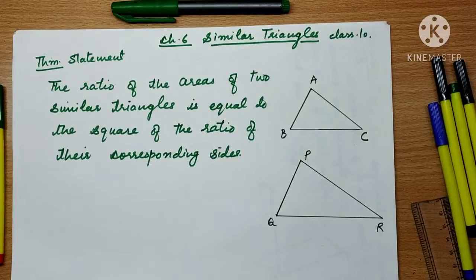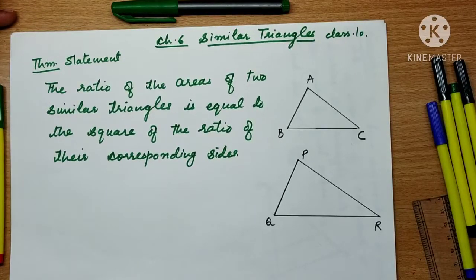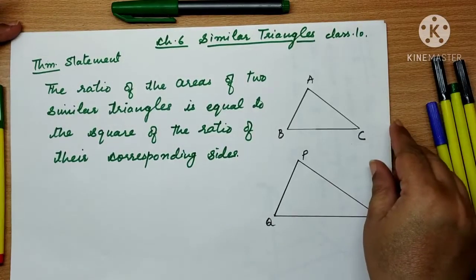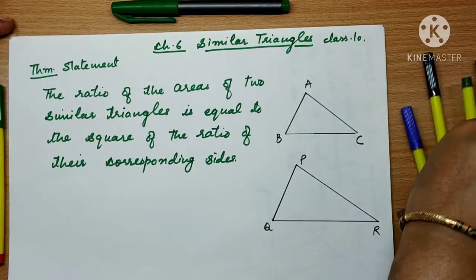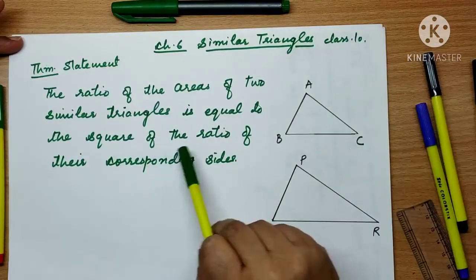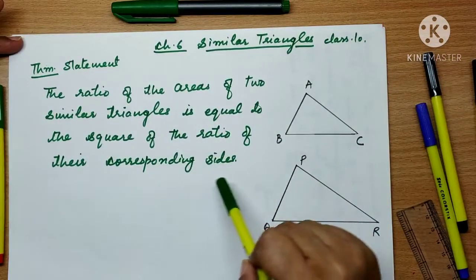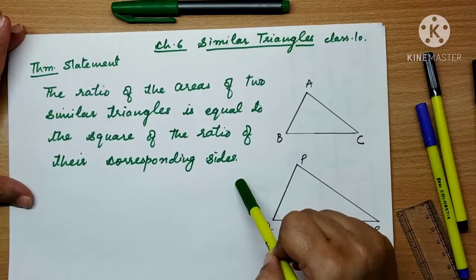Welcome students. In this video we will be discussing exercise 6.4, chapter 6, similar triangles. But before we start with the exercise, we need to understand a theorem, and the statement of the theorem is: the ratio of the areas of two similar triangles is equal to the square of the ratio of their corresponding sides. So let's first read this again.